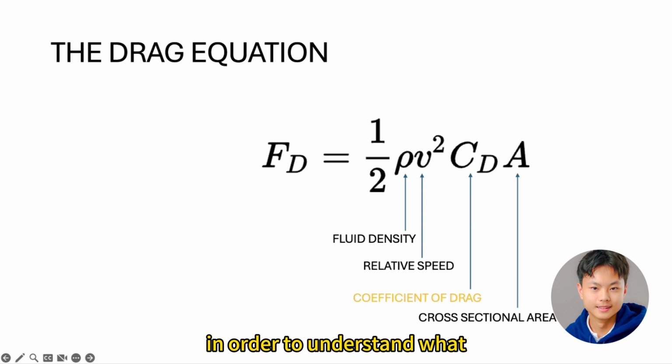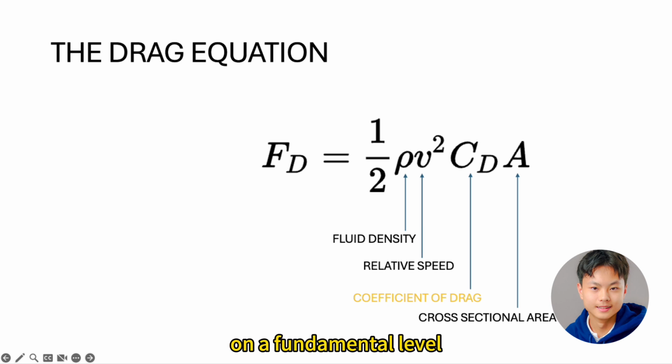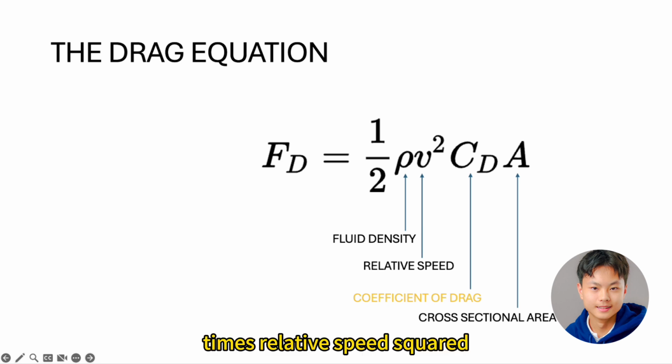In order to understand how this technology works, it's first very important to understand what drag is on a fundamental level. Here's the drag equation. FD equals 1/2 fluid density times relative speed squared times the coefficient of drag times the cross-sectional area.